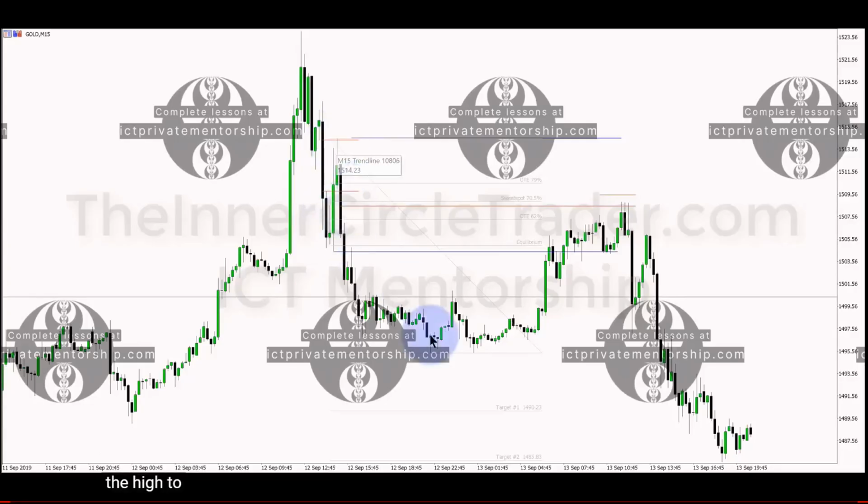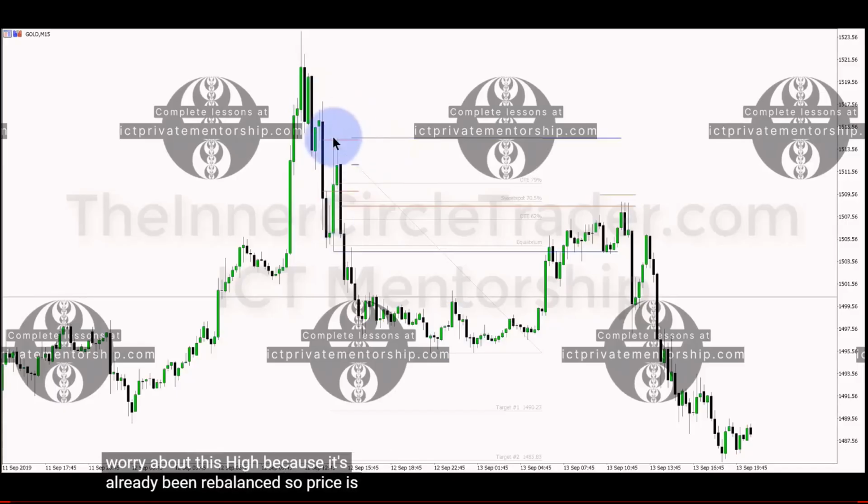The high to this low here is now our dealing range, because we don't need to worry about this high because it's already been rebalanced. So price is only going to be reacting and keying off of the range between this high and this low. So inside of that range, there's going to be liquidity. That means above this low and below this high, all this range, internally speaking, what is the liquidity that exists within that? Well, let's take a look at it.